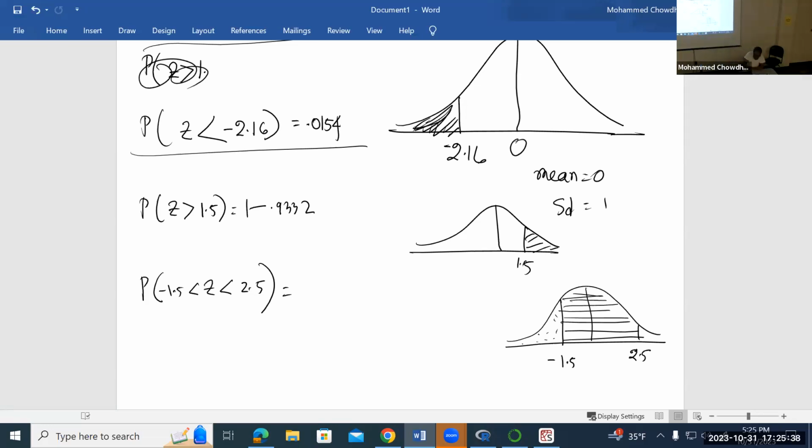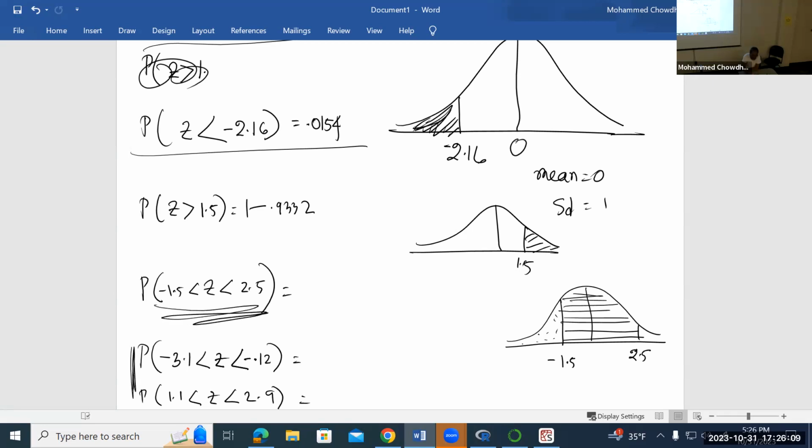How? This is the same problem, but it is between negative: between negative 3.1 and negative 0.12. Between positive, how can you do that? Between 1.1 and 2.9. Same formula. The way we have solved this one, we have to solve exactly the same way. Okay?